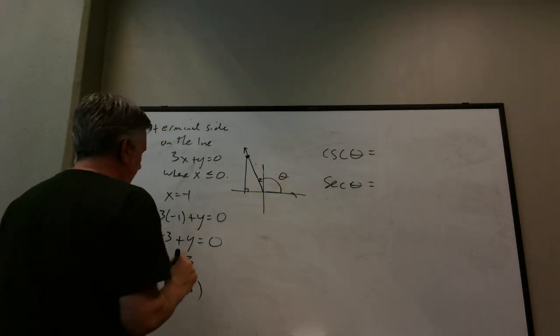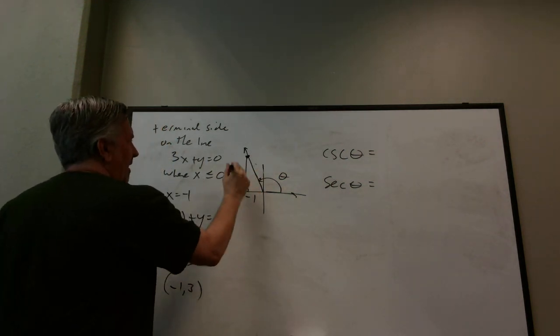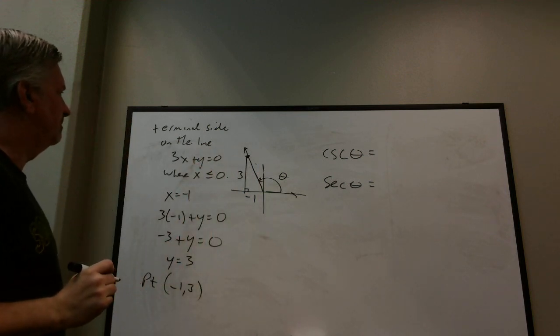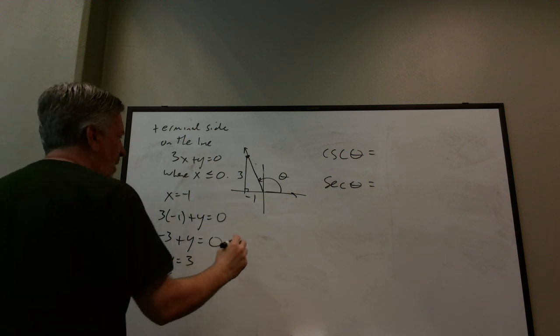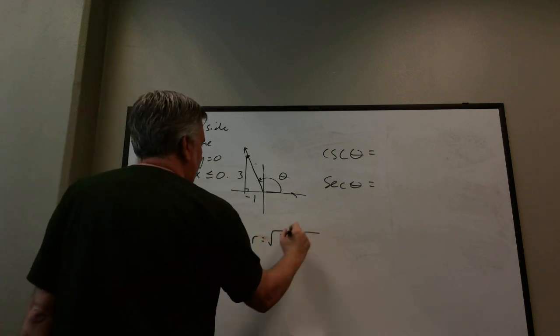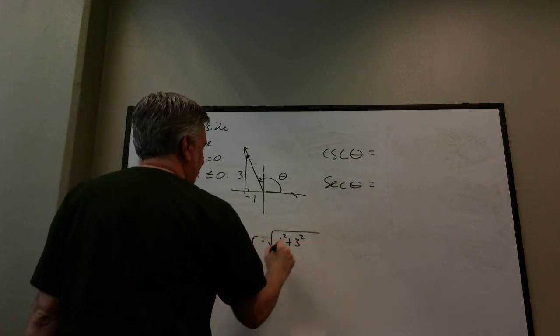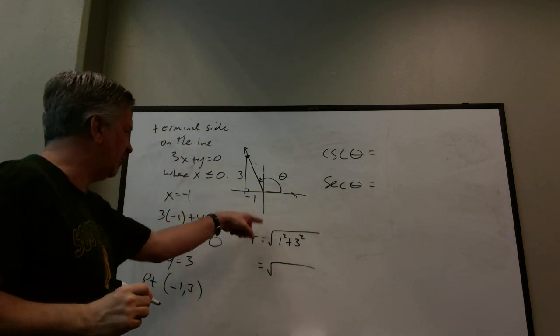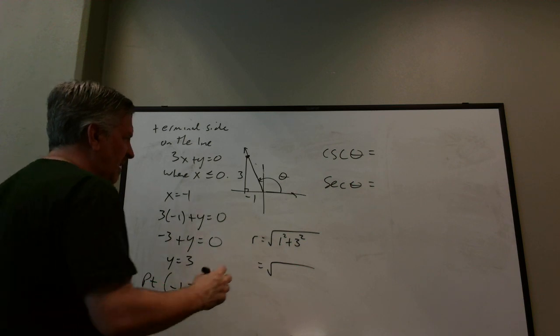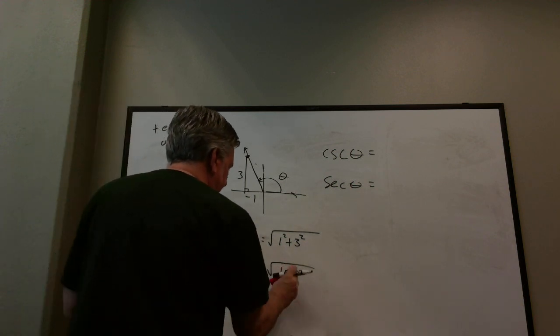All right, so x is negative 1 and y is 3. Now, for cosecant and secant, there's r involved, so we have to find r. So r is the square root of 1 squared plus 3 squared. Again, I just put 1 instead of minus 1, because 1 squared and minus 1 quantity squared are the same thing. It works out to the square root of 10.